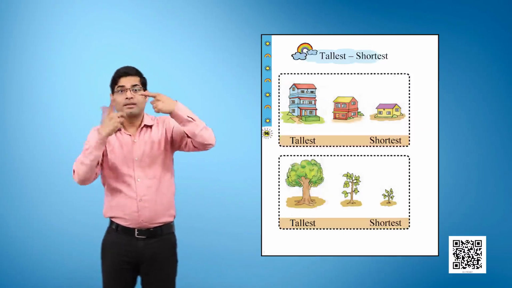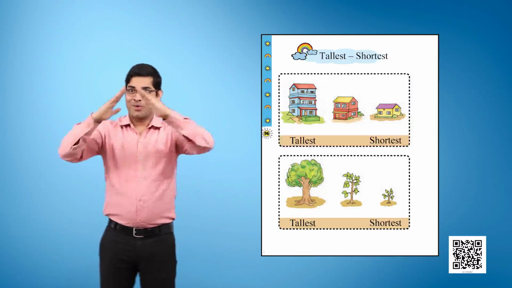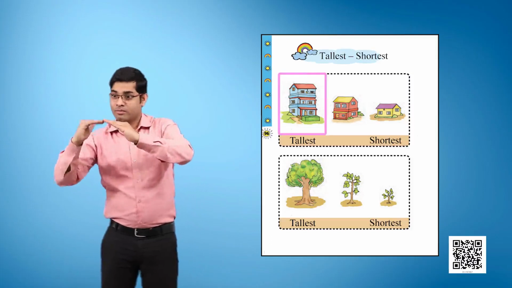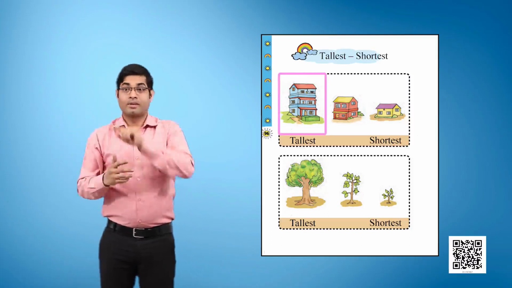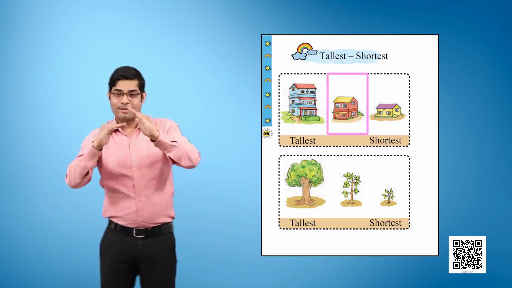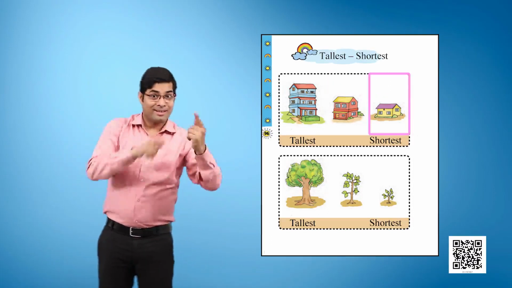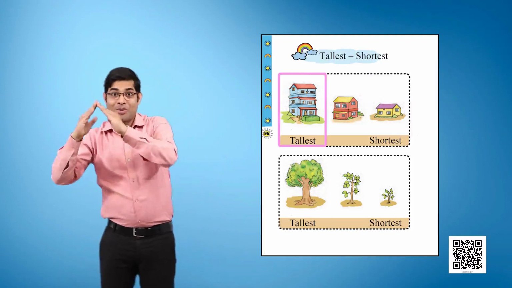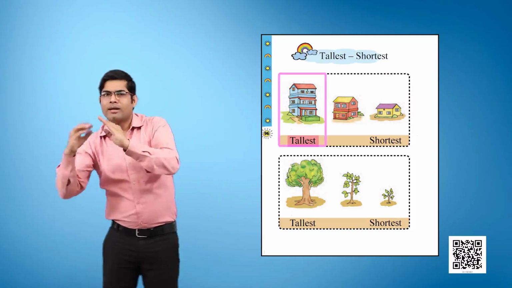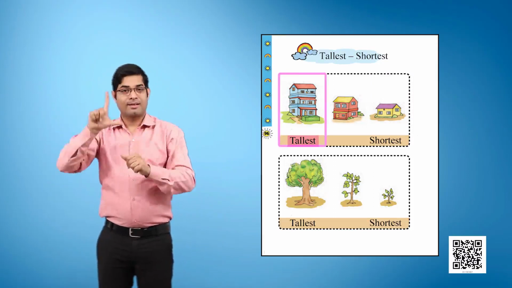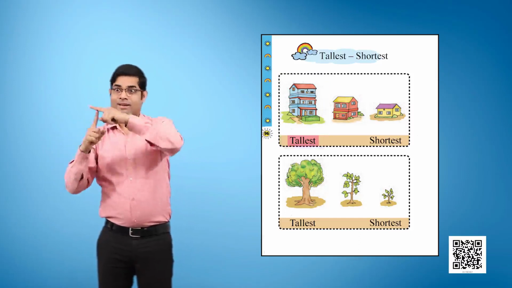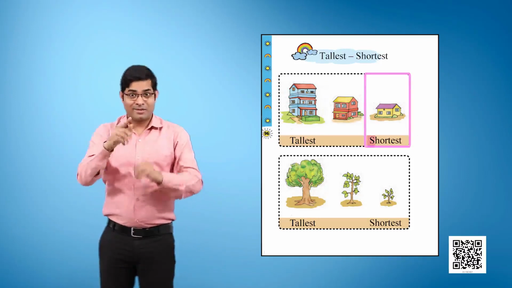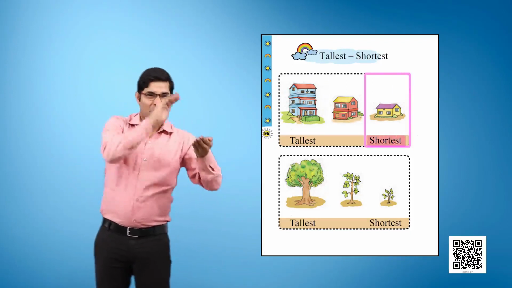Part 1. Picture shows 3 houses. House 1 has 3 floors. House 2 has 2 floors. And house 3 has 1 floor. The word tallest is written beneath house 1. And shortest is written beneath house 3.